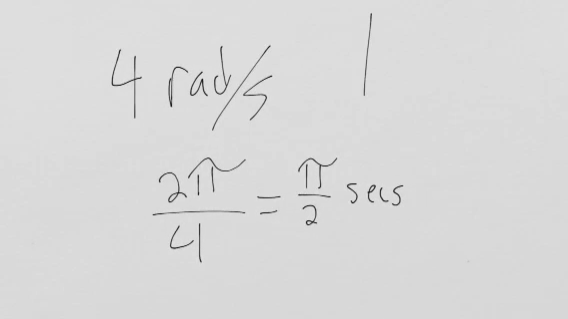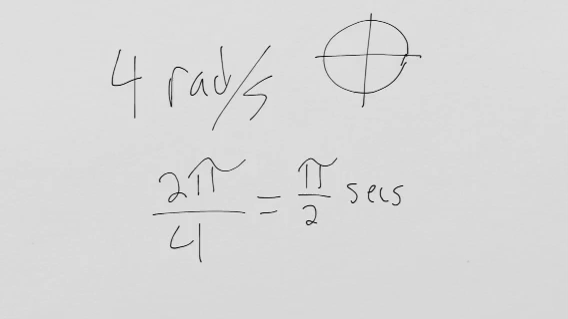Now think about this for a second. If there are 2 pi radians in a circle, and 2 pi is about 6.28, so 6.28 radians, which means 4 radians is going to get us almost all the way around, right? It should take us longer than 1 second since we're traveling 4 radians per second, and there's 6.28-ish radians in a circle.